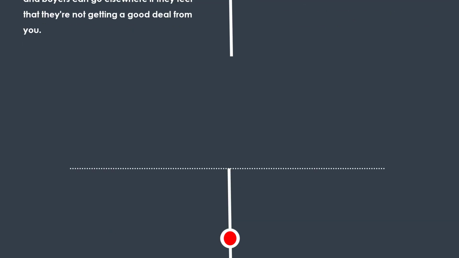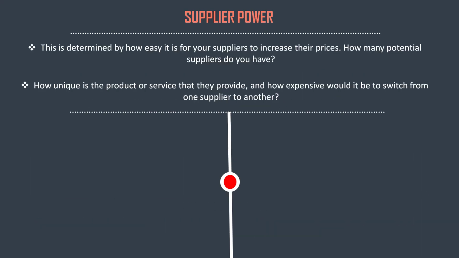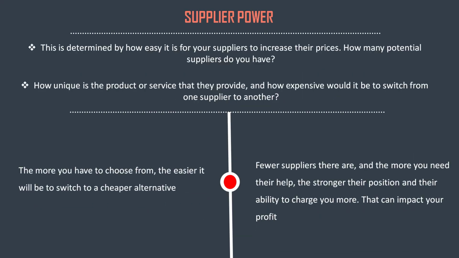Supplier power. This is determined by how easy it is for your suppliers to increase their prices. How many potential suppliers do you have? How unique is the product or service that they provide, and how expensive would it be to switch from one supplier to another? The more you have to choose from, the easier it will be to switch to a cheaper alternative. But the fewer suppliers there are, and the more you need their help, the stronger their position and their ability to charge you more. That can impact your profit.